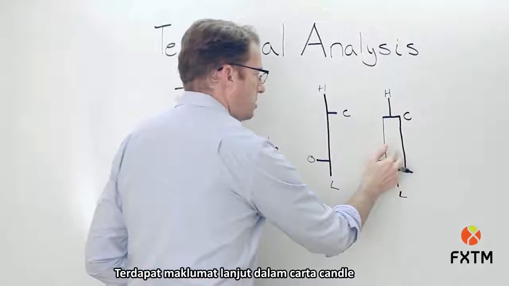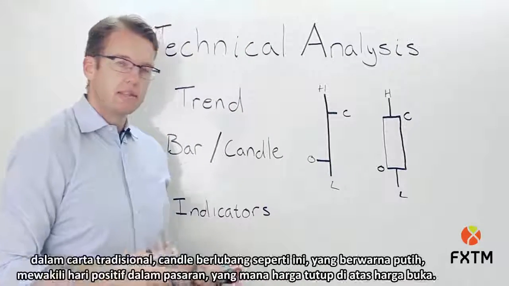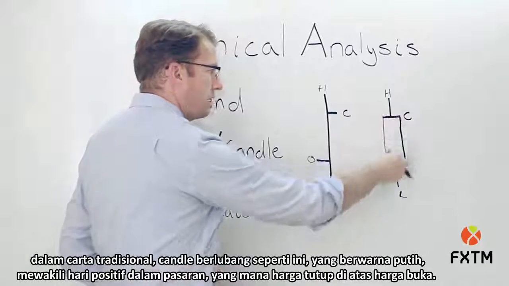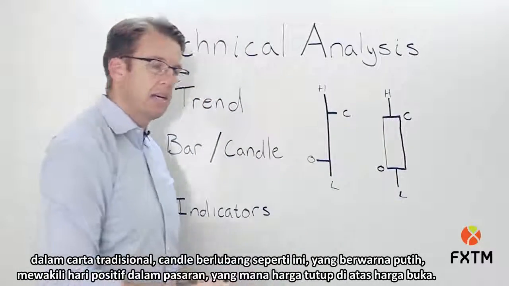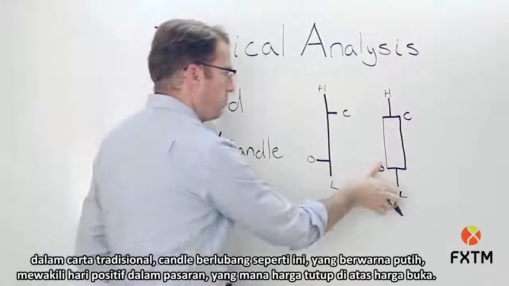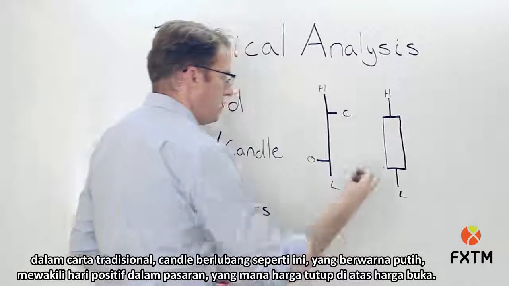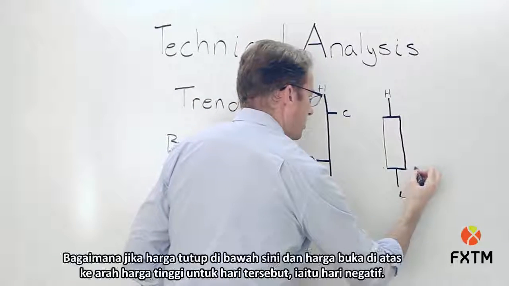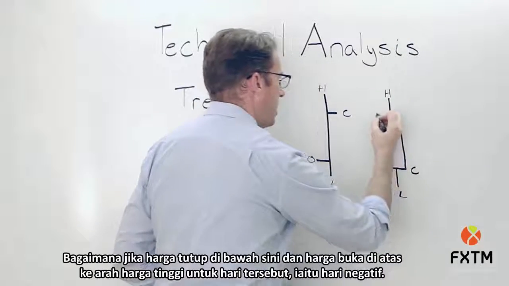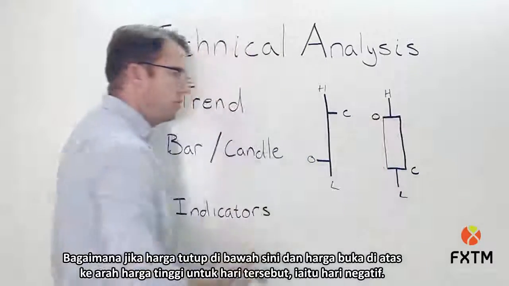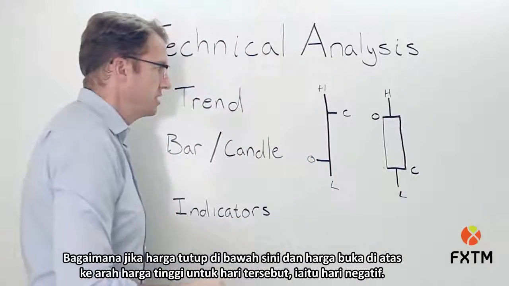Now candles, they also go another step further in that traditionally a hollow candle like this, so one that is white, represents a positive day in the market, where the close is above the open. But what if that was just the reverse? What if we had the close down below here and the open was up towards the high for the day, so it was actually a negative day?